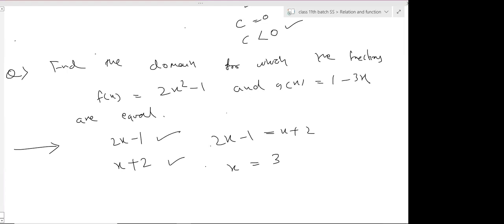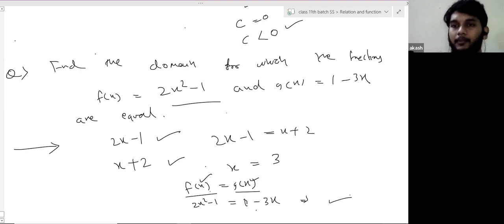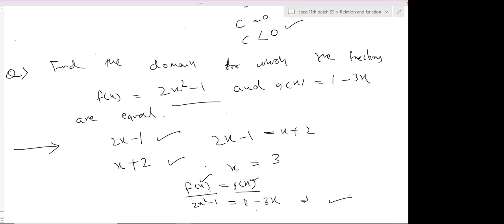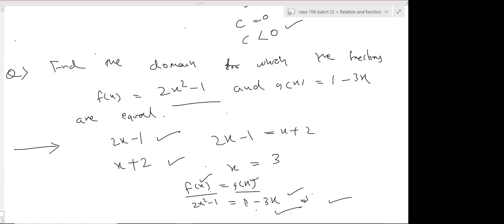So you can do the same thing here. To find the common x, we can say f of x must be equal to g of x. For every such x, f of x must be equal to g of x. That is our condition. So we put 2x square minus 1 equals 1 minus 3x, and if you find the values of x here, you will get the common values. So now you can solve this. Fahad, this is clear? Please solve this equation and tell me the answer.